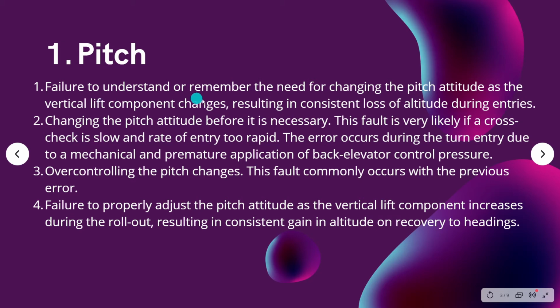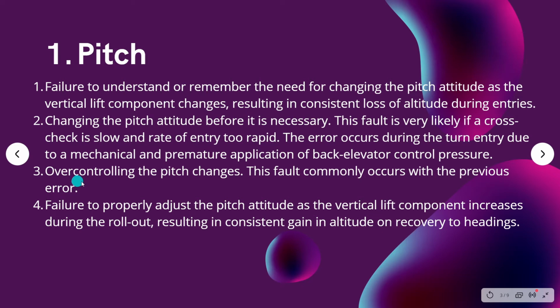Failure to understand or remember the need for changing the pitch attitude as the vertical lift component changes, resulting in consistent loss of altitude during entries. Next, we have changing the pitch attitude before it is necessary. This fault is very likely if a cross-check is slow and rate of entry is too rapid. The error occurs during the turn entry due to a mechanical or premature application of back elevator control pressure.